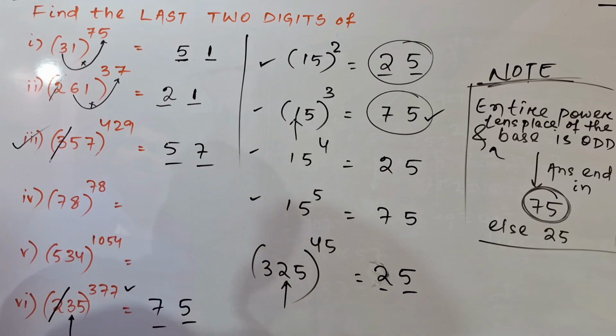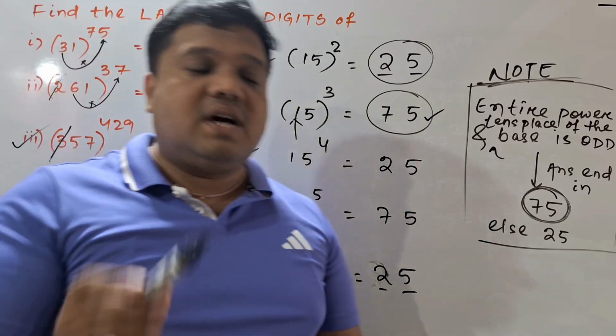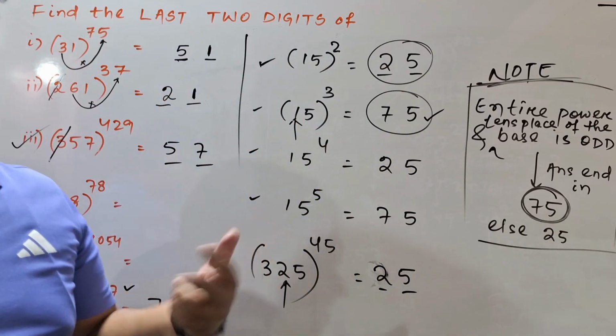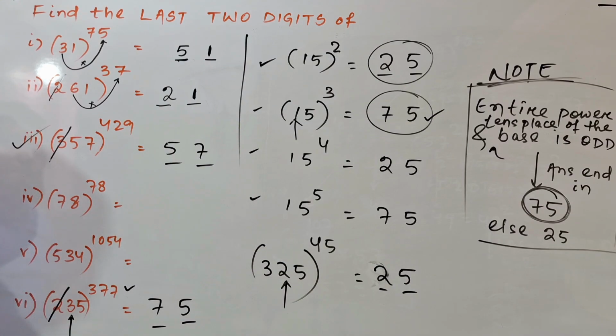Okay, similarly here, whatever is given, if the 100 place value is given, 1000 place value, 10,000 place value at the base, just eliminate it. Only focus on the last 2 digits of the base. So this is the approach. Write it down. Take this screenshot here.